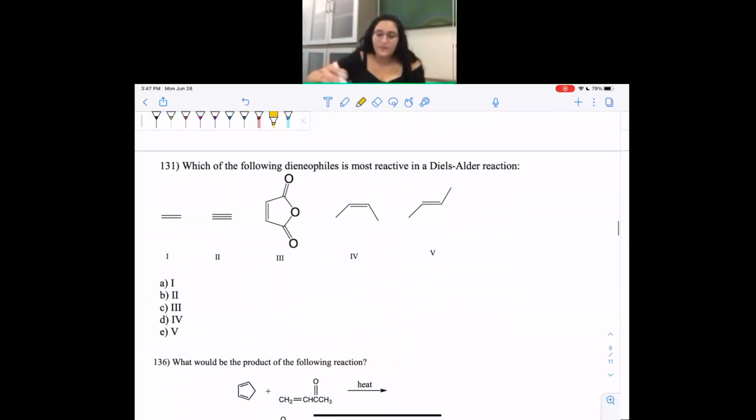Okay. So, which of the following dienophiles is most active to Diels-Alder? We know right off the bat, we are looking for electron withdrawing groups. This is the only one that has an electron withdrawing group. So, as a couple people said, this will be the answer.